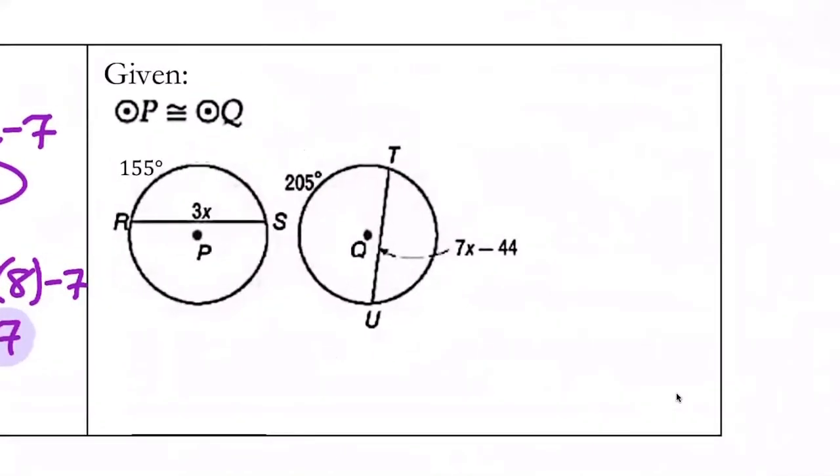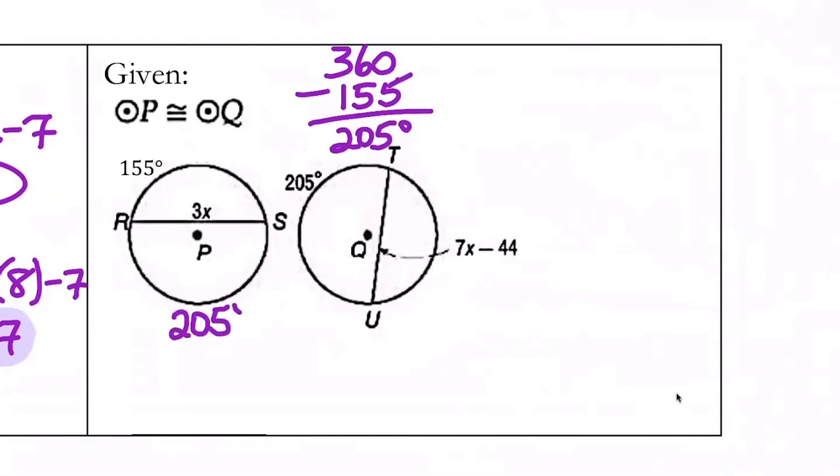Okay, next problem. The circles on this one were also given to be congruent. I want you to notice that 360 minus 155 would be 205 degrees. So that means that on this circle, that's 205. And on this circle, that arc would be 155 degrees. And that means that, again, notice where the chord is. It's on the 155-degree side of the center. And same thing on this one. The 3x is on the 155 side of the center in its circle.